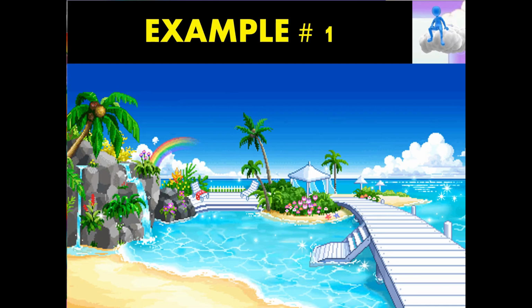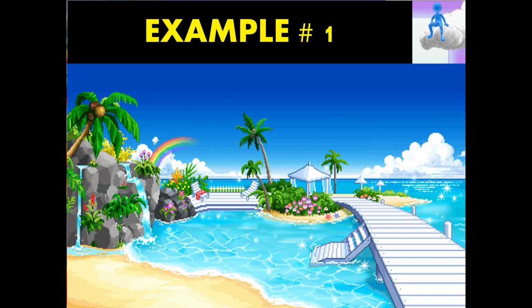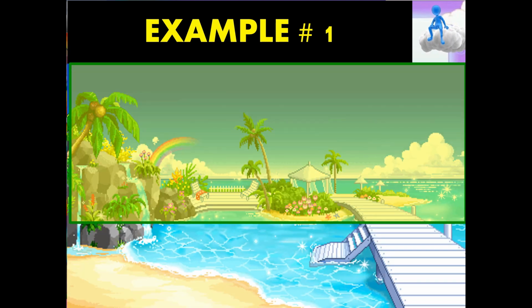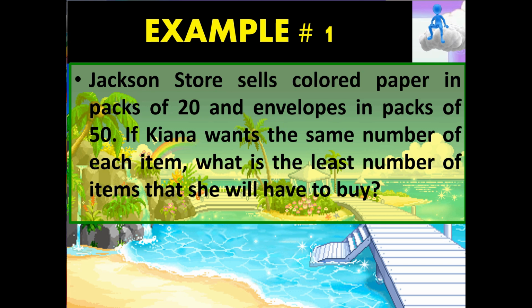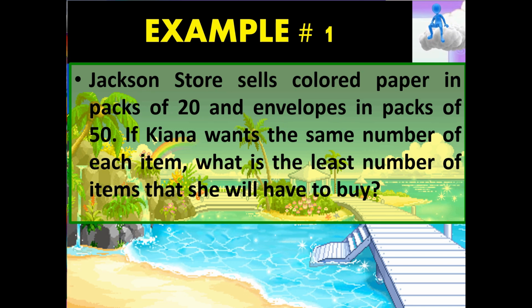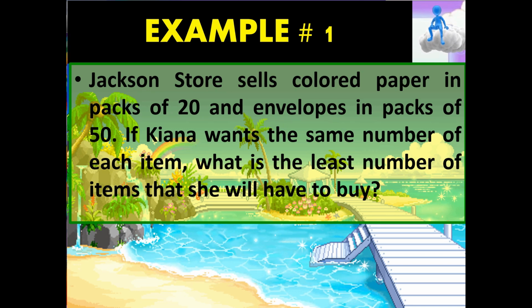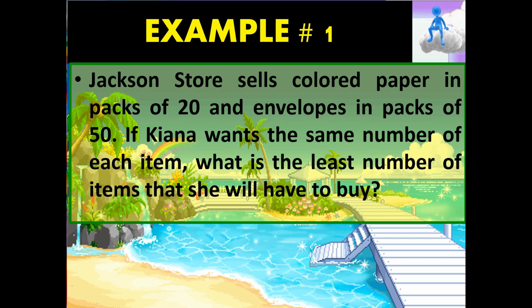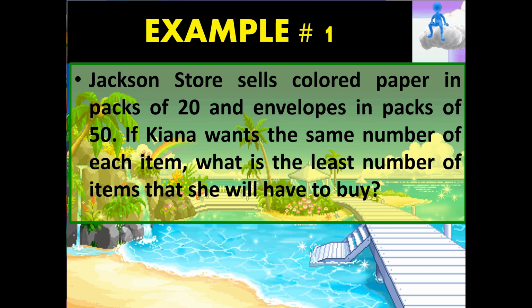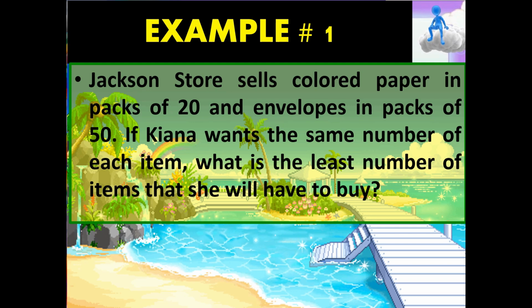Let us try to solve the given problem and apply the 4 steps. Please be attentive. Jackson Store sells colored paper in packs of 20 and envelopes in packs of 50. If Kiana wants the same number of each item, what is the least number of items that she will have to buy?